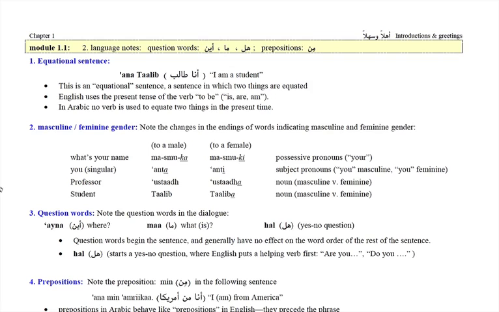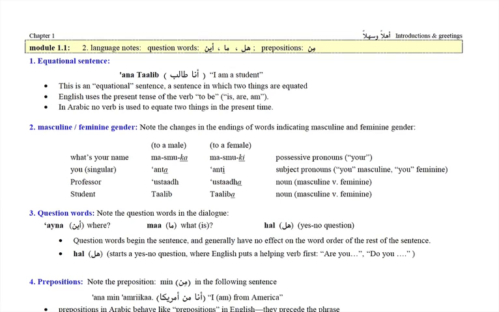أنا طالب is that kind of an equational sentence in the present tense for Arabic. However, there is no verb to be. It simply juxtaposes one noun with another, and it's understood that it's an equational sentence. It's important to know that there is a verb to be in the present tense, but its use is restricted to certain other contexts. Present tense verb to be, simply you don't need it. So things like I am, you are, she is, they are, you don't need the verb to be in the present tense.